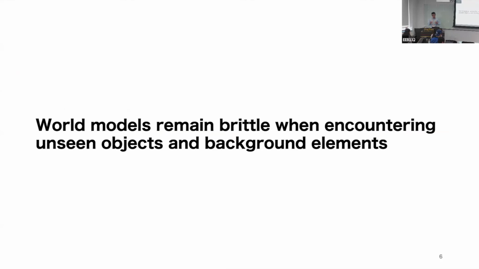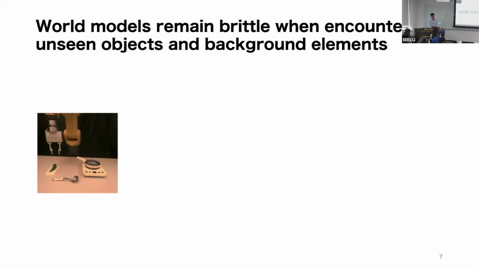So while the robotics research community often highlights the promising potential of using world models, they often overlook their poor generalizability when encountering out-of-distribution visual elements. And in fact, they're very fragile and brittle when encountering unseen objects.